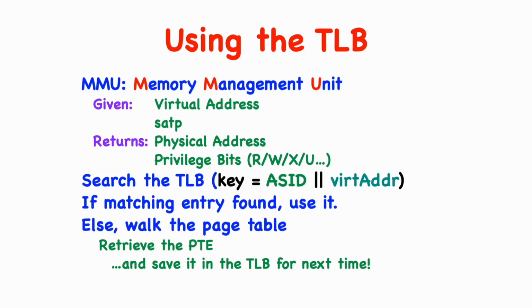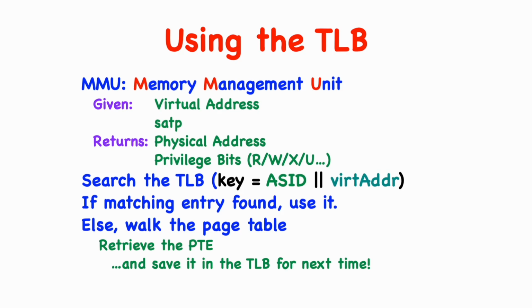The idea is that the memory management unit will use the current address space identifier and the virtual page number from the virtual address as the search key into the translation Lookaside buffer. If there is a matching entry, then the MMU will use it. Otherwise, the MMU will walk the page table tree. This will involve a couple of memory reads, as we described earlier, and it'll end with the retrieval of a leaf page table entry. Then, in addition to building the complete physical address to be returned, the memory management unit will also save the page table entry in the TLB for use next time.